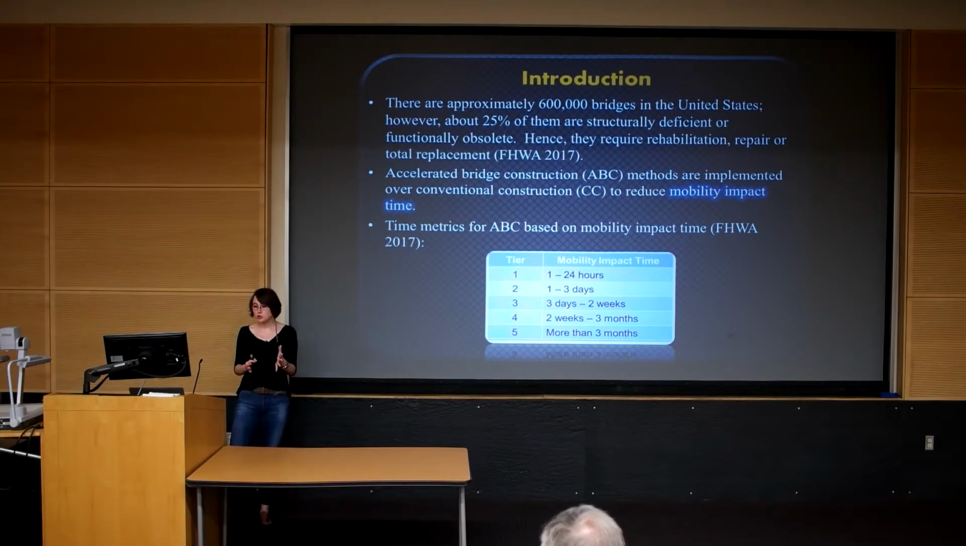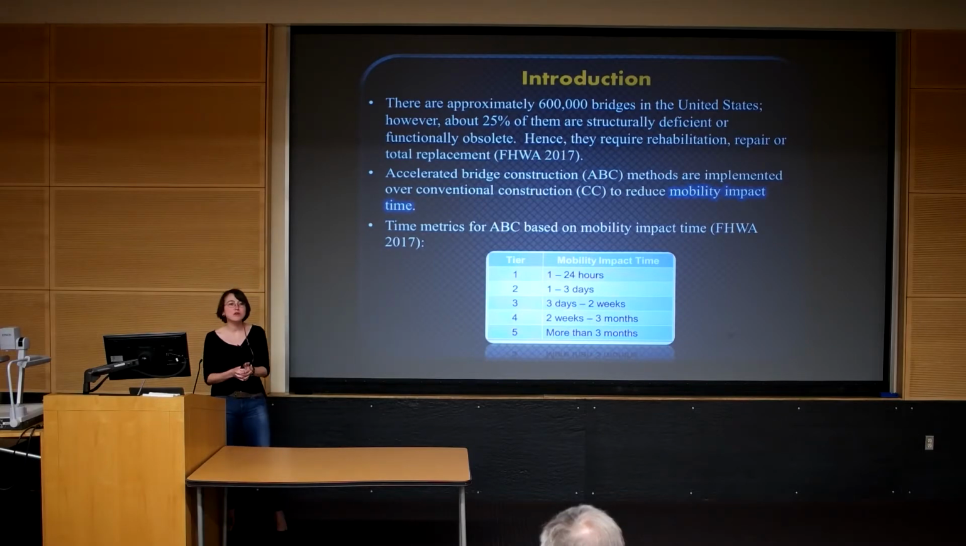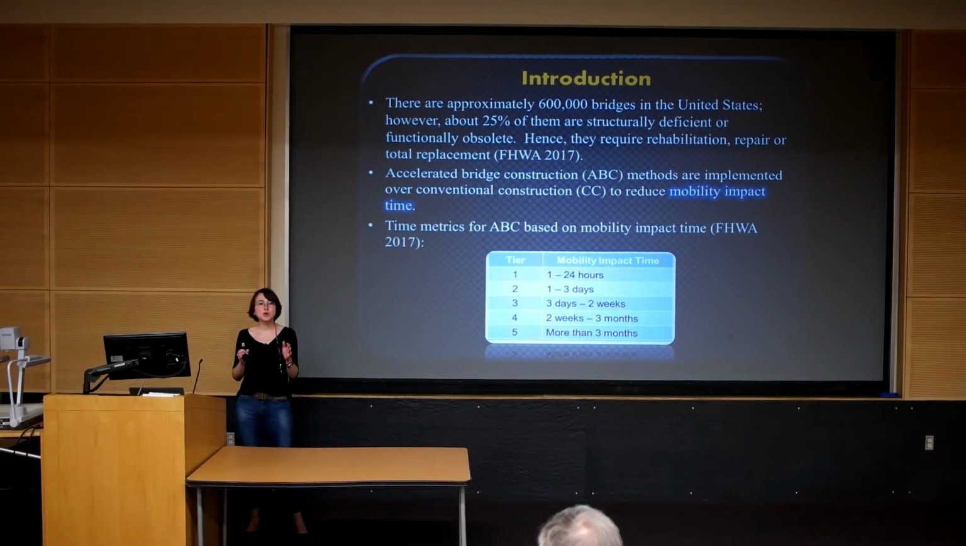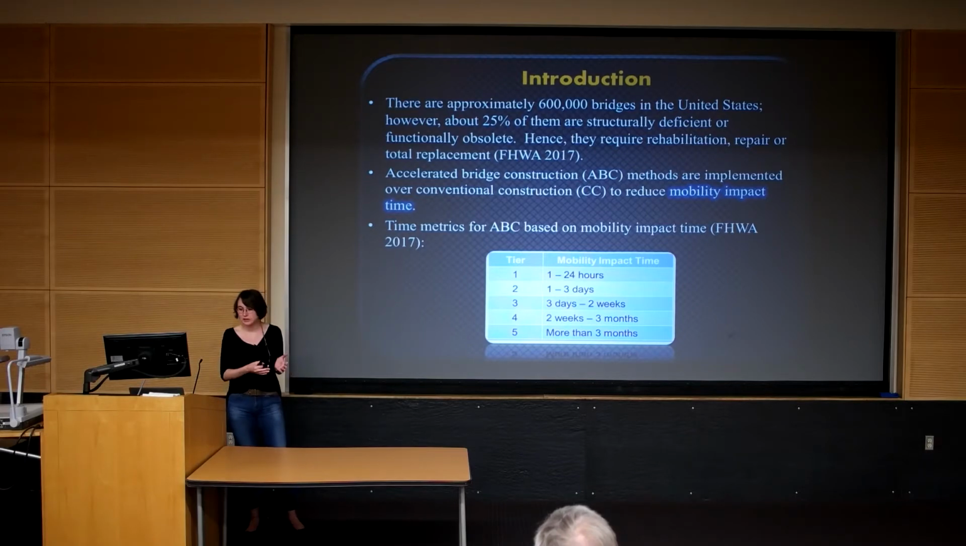Accelerated bridge construction methods are implemented over conventional construction to reduce the mobility impact time, because conventional construction of bridges takes a long time, and we close the road length and it really impacts the transportation. So accelerated bridge construction assures that motorized and non-motorized traffic is allowed in the construction zone while the bridge is constructed nearby. FHWA developed time metrics for accelerated bridge construction.